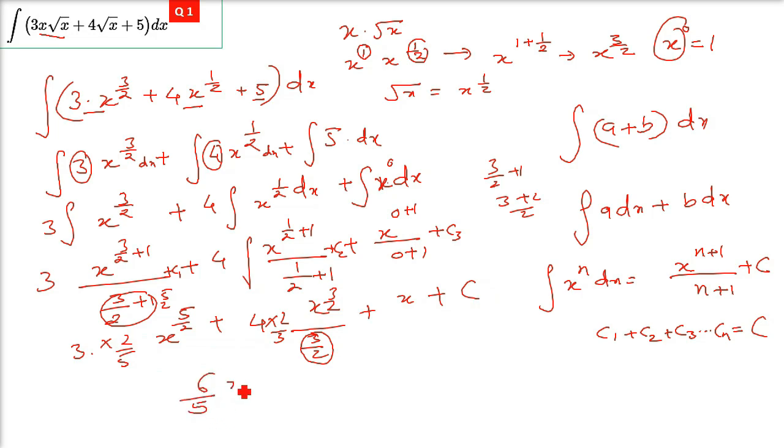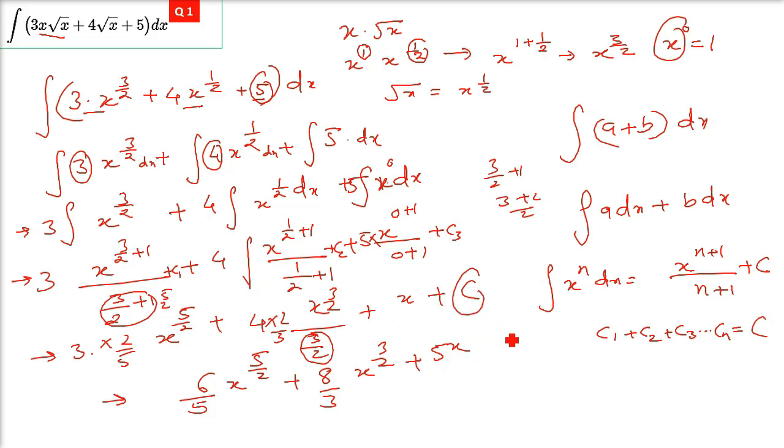We get 6 by 5 x raised 5 by 2 plus 4 to the 8 by 3 x raised 3 by 2, or x to the power 3 by 2 is the same thing, which I will generally use interchangeably. X raised 3 by 2, this x, see 5 was already there. So we have taken this 5 as constant and integration of dx is simply x. So 5x you get and then we have a constant C, capital C.